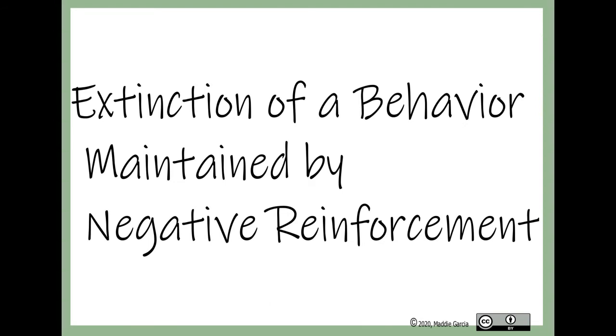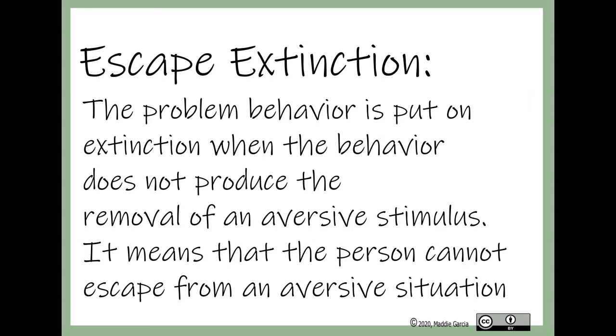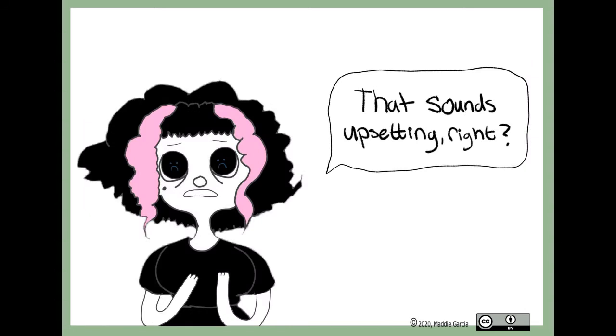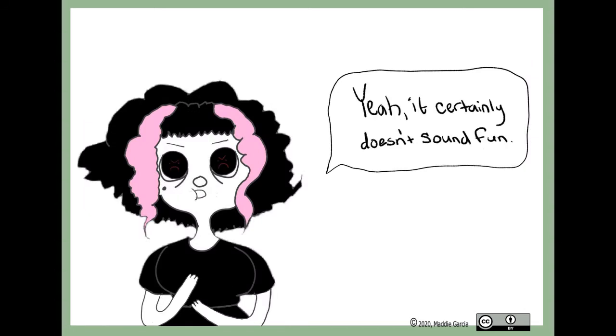Alright, next up we have extinction of a behavior maintained by negative reinforcement. That is where we get into escape extinction. Escape extinction is basically just that. The problem behavior is put on extinction when the behavior does not produce the removal of an aversive stimulus. Basically, it means that the person cannot escape an aversive situation. That sounds upsetting, right? Yeah, certainly doesn't sound fun.